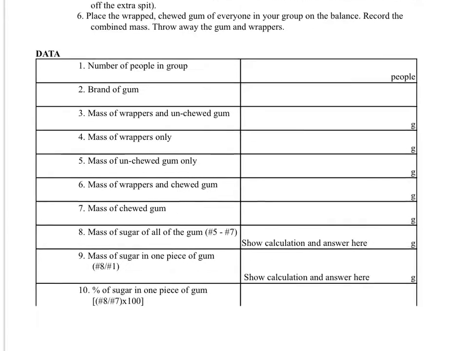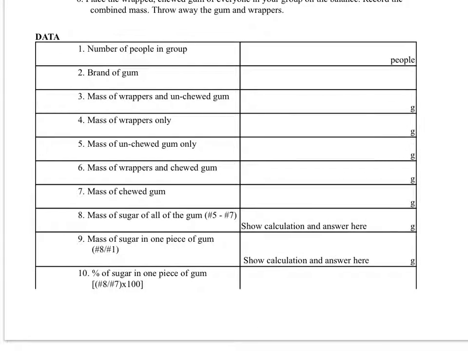Scrolling on down, let's look at the table and how we're going to attempt these calculations. Number 1, number of people. Number 2, brand of gum. Okay, write it down. Number 3, mass of wrappers and unchewed gum. Okay, this is of everybody. Mass of wrappers and unchewed gum. You're going to put everybody's piece of gum onto the balance, okay?